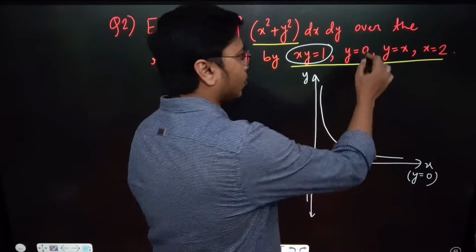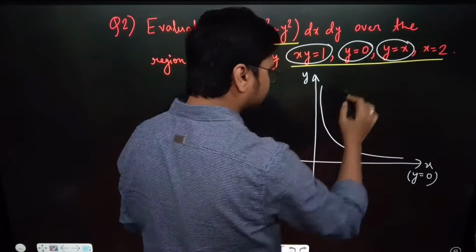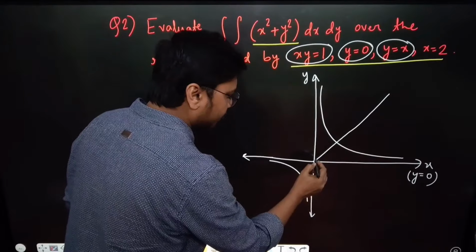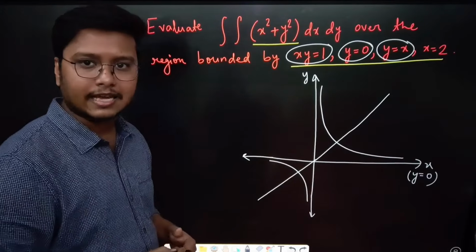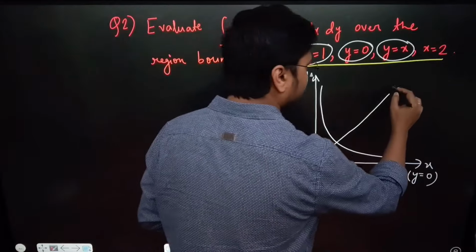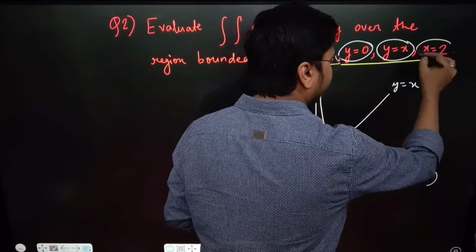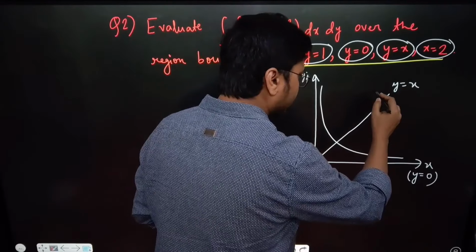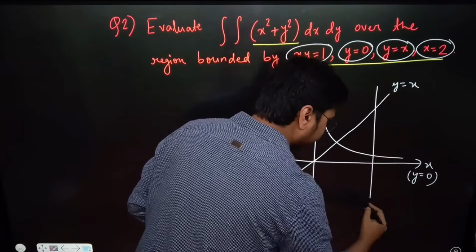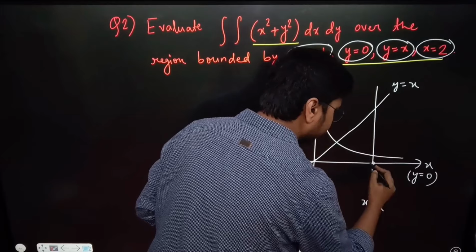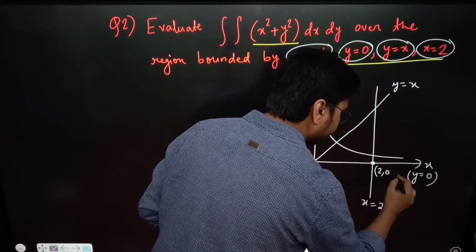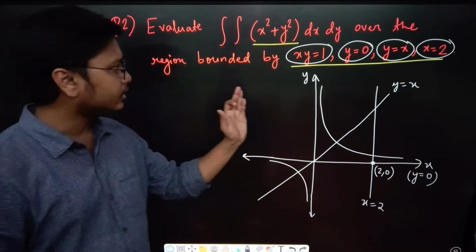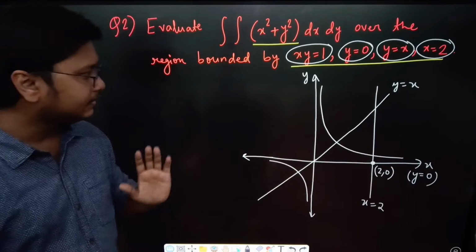Then I have y equals x. Now y equals x, we know that's a line passing through the origin making a 45 degree angle with the x-axis. So that's my y equals x line. And finally I have x equals 2. So x equals 2 is going to look something like this, a vertical line passing through the point (2, 0). Okay, so we need to find the region bounded by these curves.